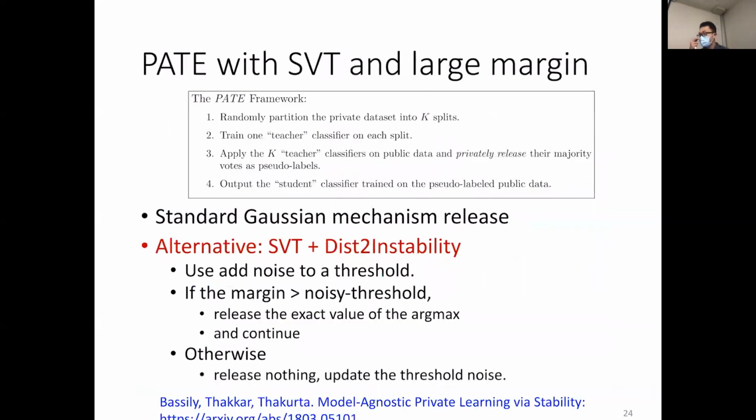Okay, so going data adaptive. Even though it costs a little bit more privacy budget, it could end up paying off in terms of getting substantially stronger utility.